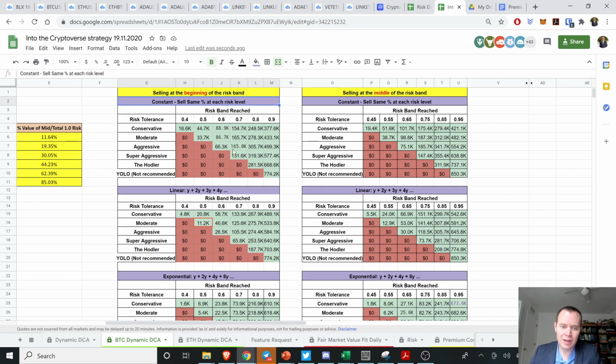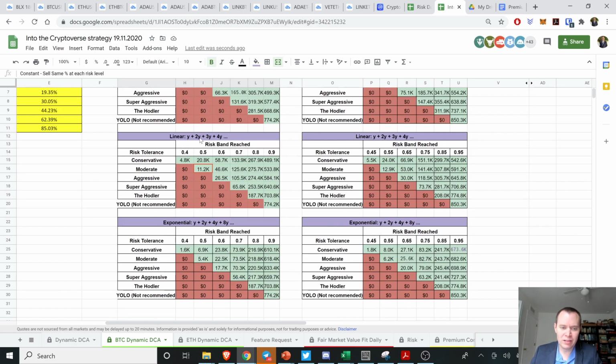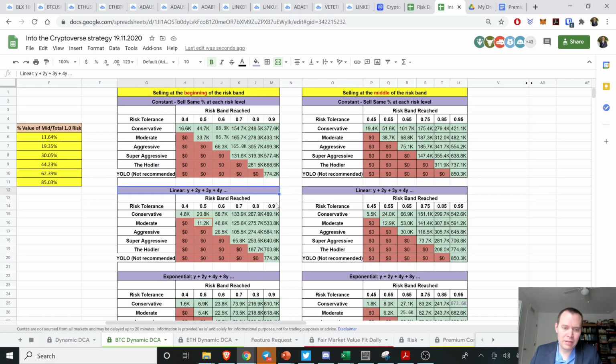This is for selling the same percentage at each risk level. This is the linear one, which is the one I use, which in my opinion is better than selling the same percentage because we want to squeeze out the profits and sell more and more as we get higher and higher. We don't want to sell a substantial amount of our crypto at a low risk level.